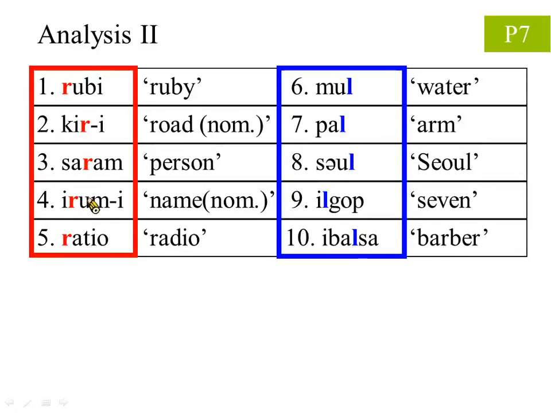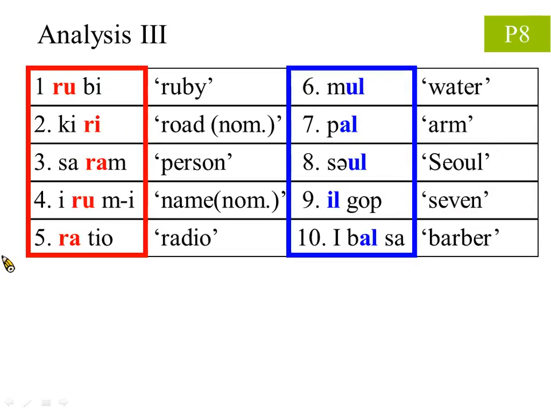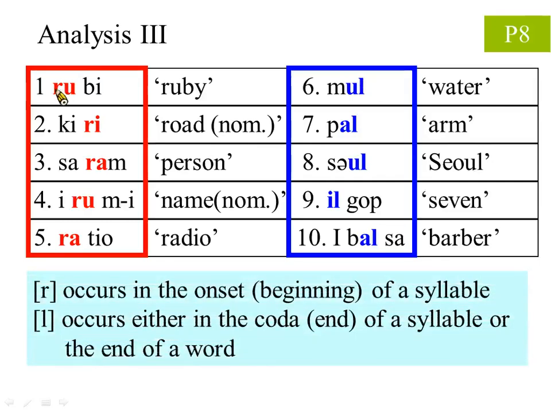Here we see the same table from before, but we analyze it in another way. The sound L occurs before a vowel, and the sound can occur either after a vowel or before a consonant. Here is again the same table. We analyze it in a third way. The sound L occurs in the onset, which means the beginning of a syllable. On the other hand, the sound occurs in the coda, which means the end of a syllable or at the end of a word.